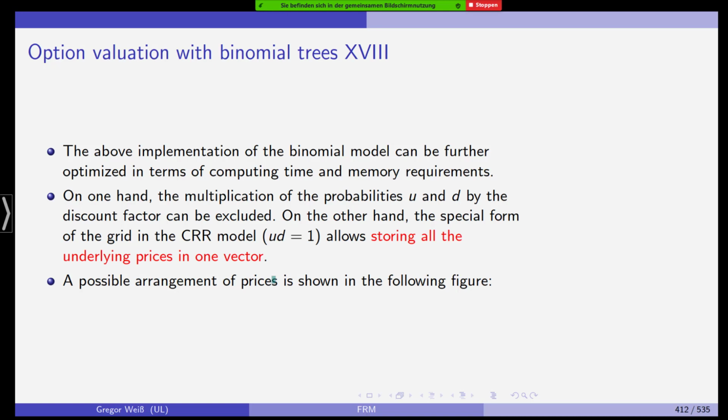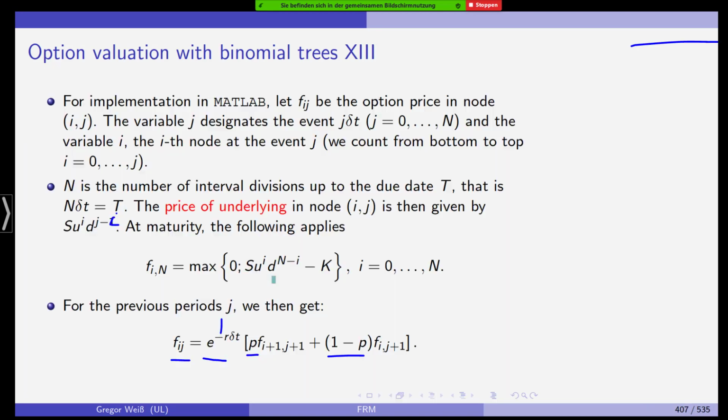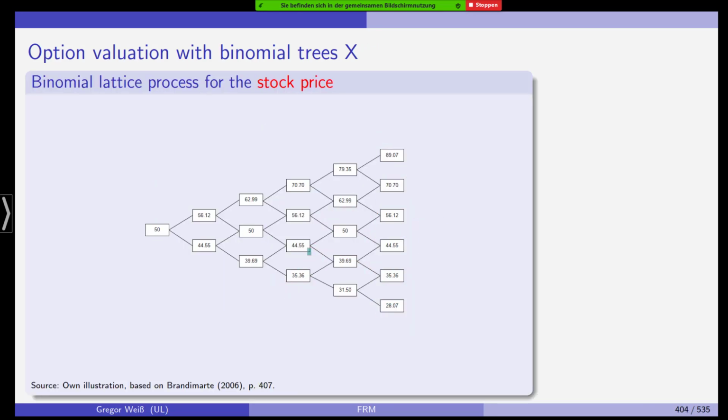Okay. Now we can already improve on this. For example, the multiplications of the probabilities U and D by the discount factor can be excluded. The special form of this grid in the Cox-Ross-Rubinstein model also allows storing all the underlying prices in one vector. If you look at the structure of this, you can see that the 28.07 is here. The 35.36 is also here. The 39.69 is here. The 44, we have it thrice, so it's here. 50, 3 times.